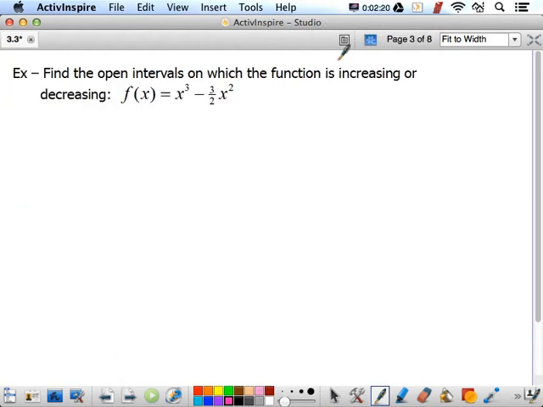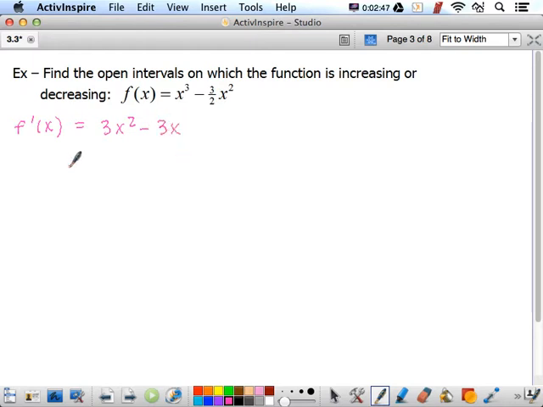They're either always increasing, always decreasing, or always constant. For our first example, we want to find the open intervals on which a function is increasing or decreasing. So the given function is f of x equals x cubed minus 3/2 x squared. If we're going to find increasing, decreasing, we first need to locate our critical numbers. So we'll take the first derivative, and we get 3x squared minus 3x.